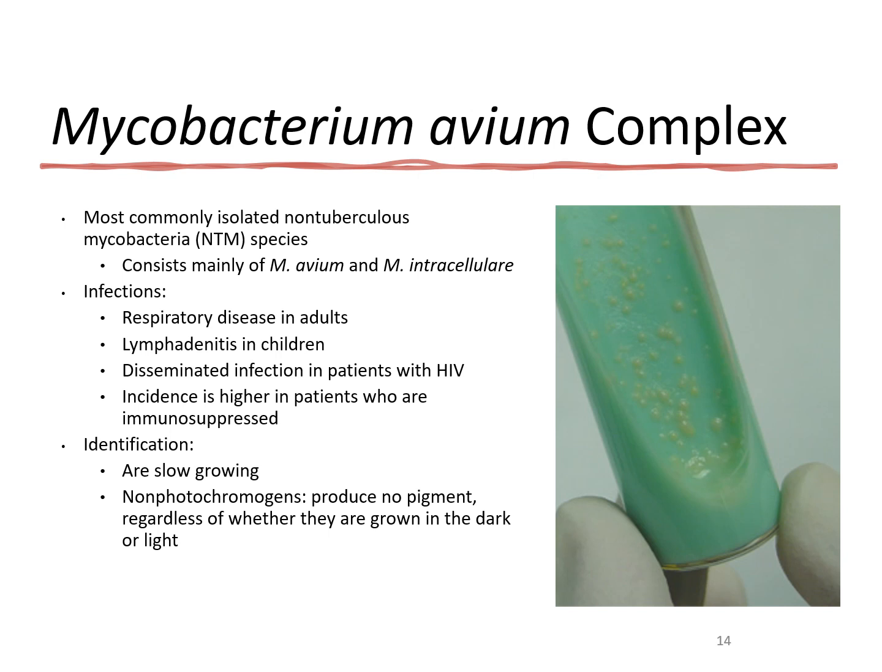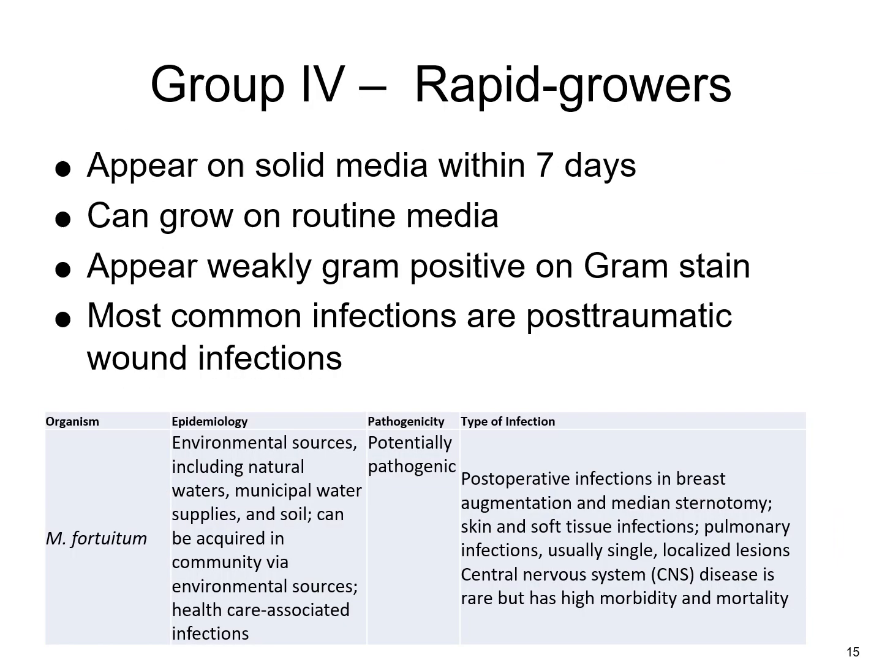And of course that pigment doesn't matter. They have no pigment regardless of whether they're grown in the light or in the dark. Group 4 is our rapid growers, so you will see growth within 7 days. These organisms can actually grow on routine media, and they can appear as weakly gram-positive on a gram stain.